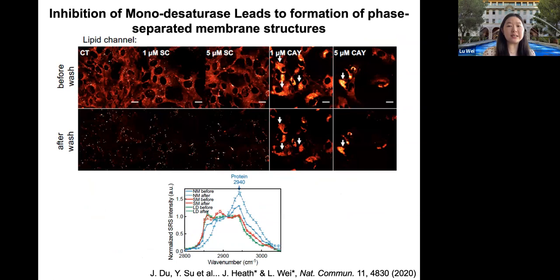What was more interesting to us as microscopy fans is that we also observed, by inhibiting the cancer cells with this monodesaturase inhibitor, a formation of phase-separated membrane structures that are resistant to the detergent wash. You see that the regular membrane structures in control cells are all washed away, from the same set of cells on top and the bottom. And by treating with the desaturase inhibitor, they form these tightly packed, phase-separated membrane structures that are simultaneous with the onset of this apoptosis process.